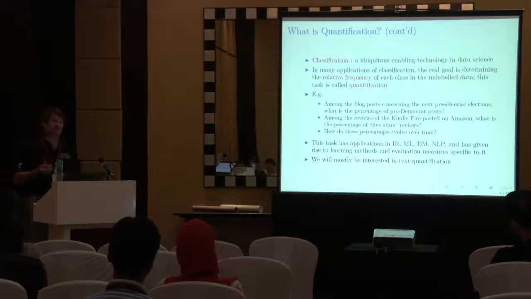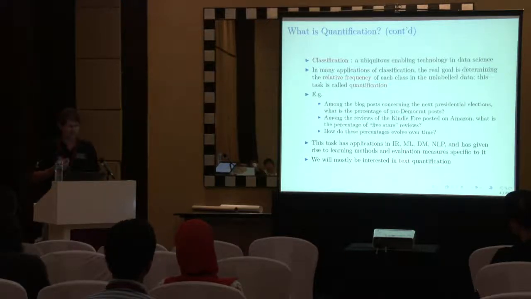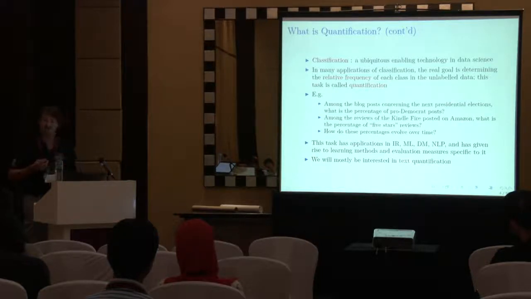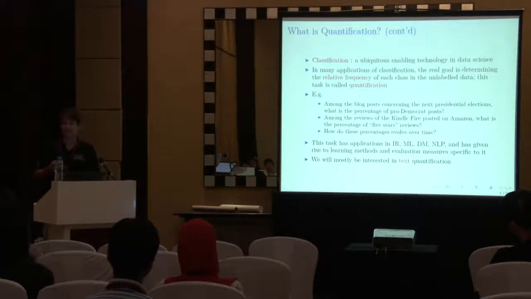It goes under different names in different fields. We'll look at it. These are some examples. Say, among the blog posts concerning the next presidential elections, what is the percentage of pro-Democrat posts? Among the reviews of the Kindle Fire posted on Amazon, what is the percentage of 5-star reviews? And above all, how do these percentages evolve with time?